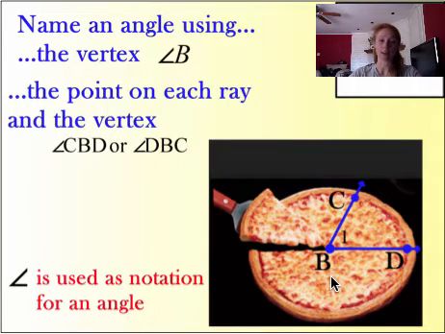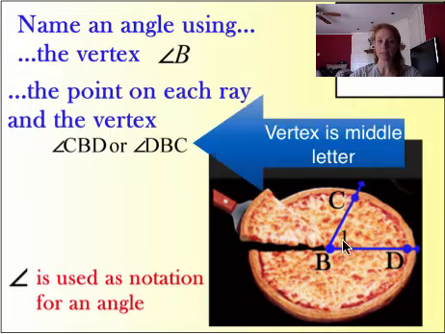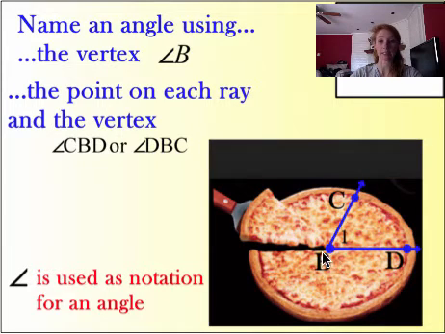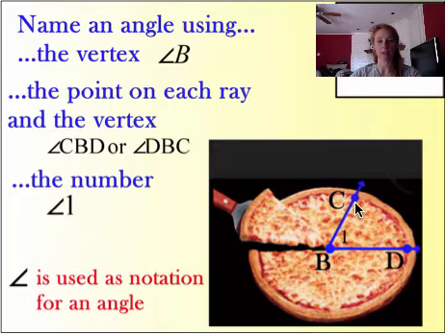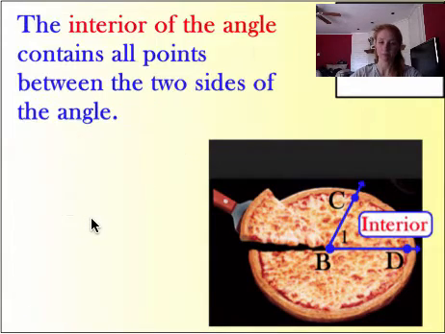We can name an angle based on the point on each ray and the vertex. We always name the vertex in the middle. It's the middle letter. So this is angle CBD or angle DBC in either direction. Or we could also name it by a number. In this case, this is angle number 1. We use this notation, this symbol, to name an angle, always before the name.